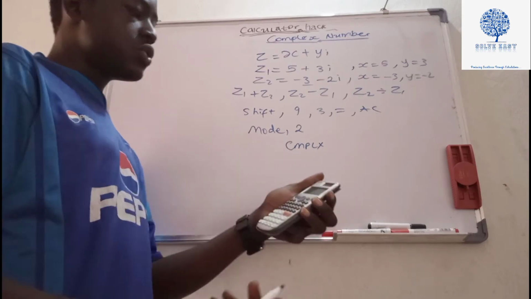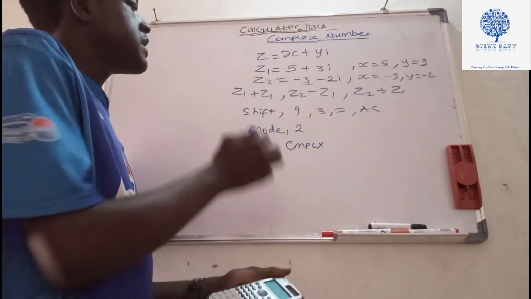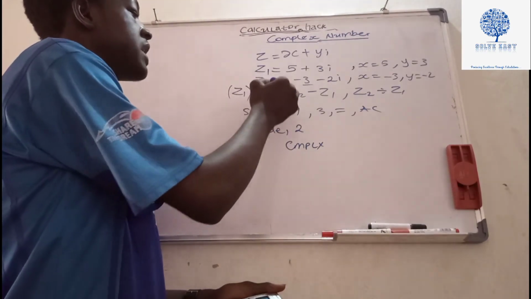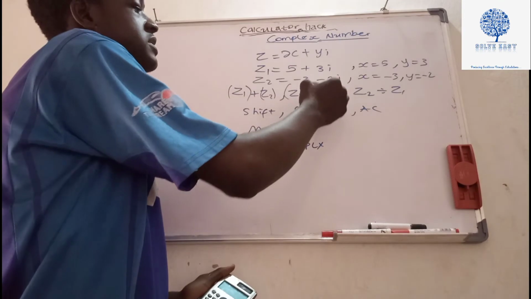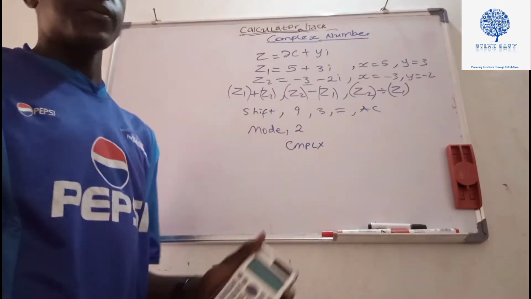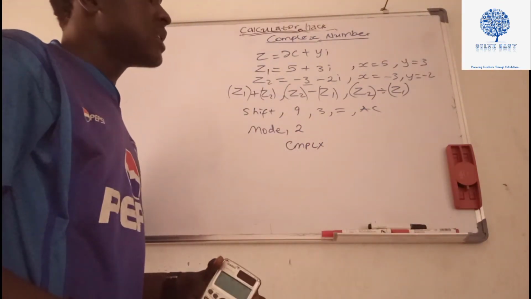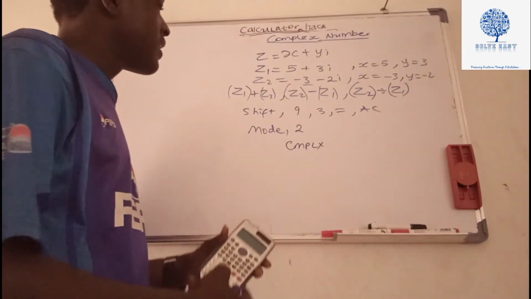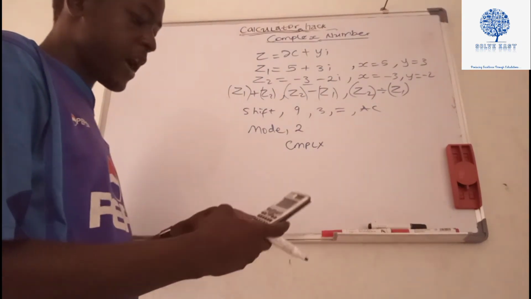Now, what we need to do is write our z1. It is always safe to put your z1 in brackets and your z2 in brackets wherever you find it. That is z1 in brackets, z2 in brackets, all of them in brackets. Now, our z1 is 5 plus 3i.